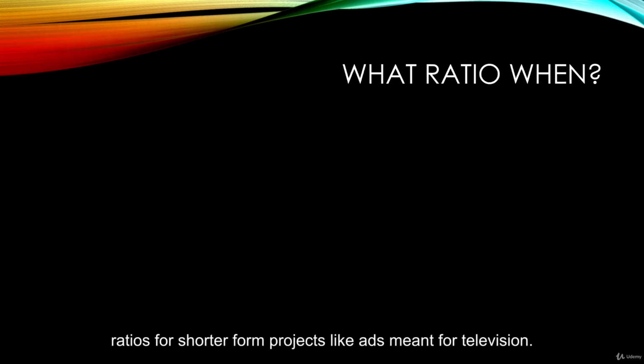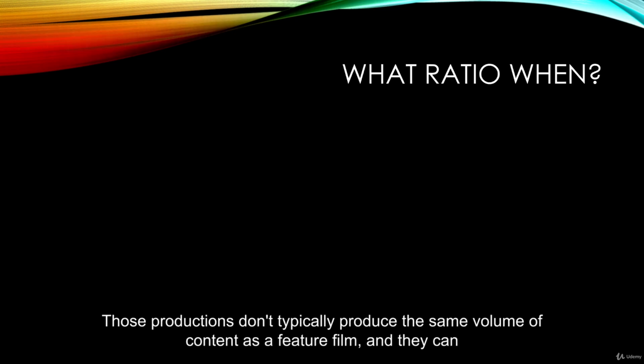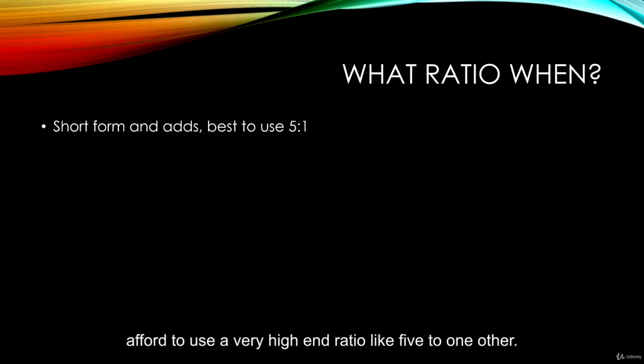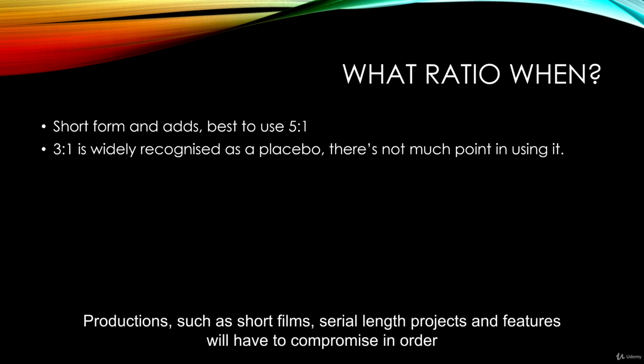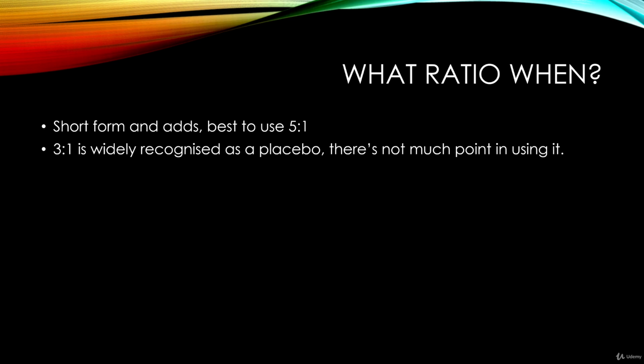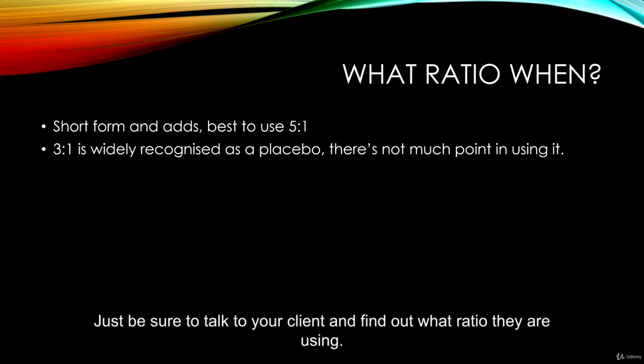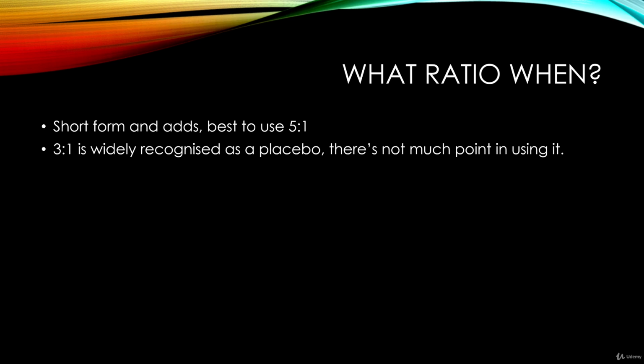Certain clients may want to record with lower compression ratios for shorter form projects like ads meant for television. Those productions don't typically produce the same volume of content as a feature film, and they can afford to use a very high-end ratio like 5:1. Other productions, such as short films, serial-length projects and features, will have to compromise in order to manage their file storage. Just be sure to talk to your client and find out what ratio they are using.